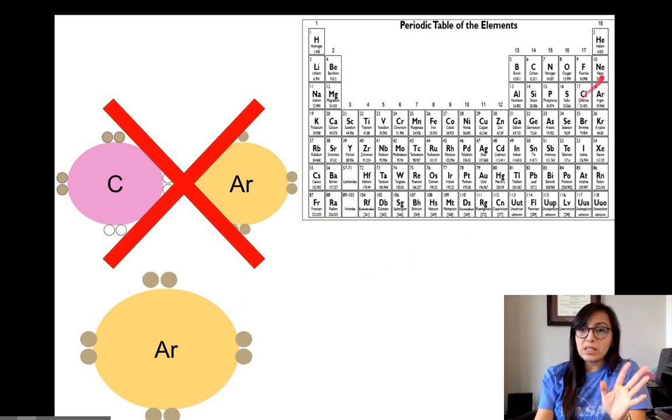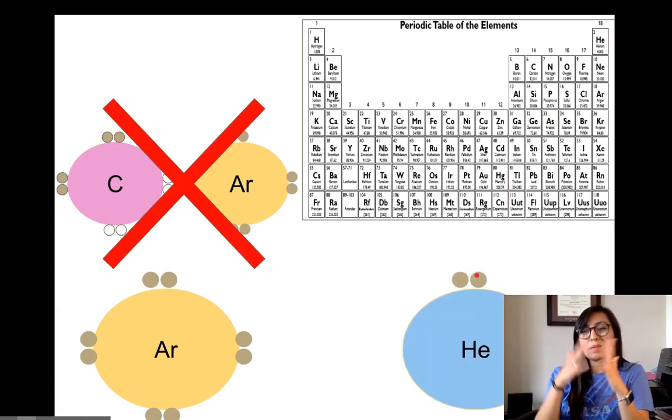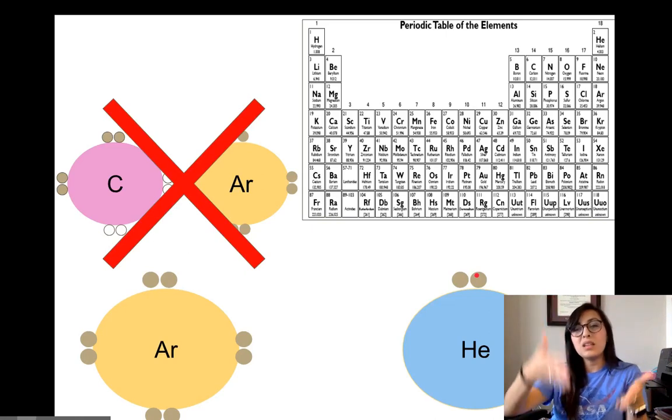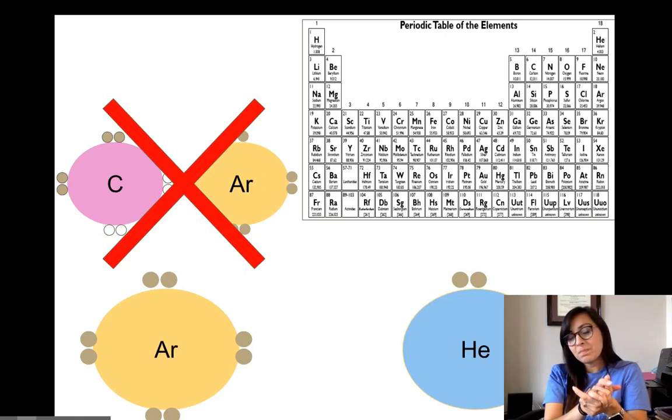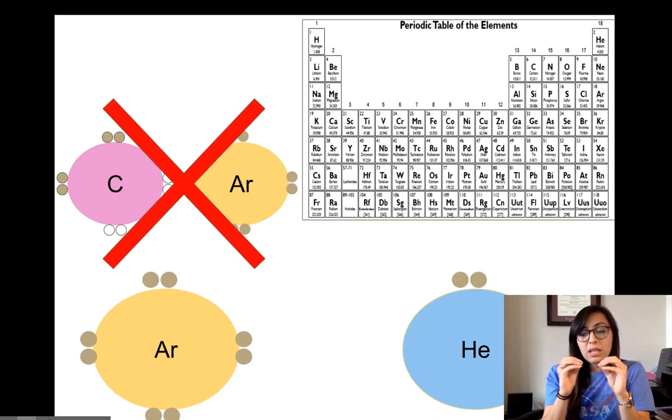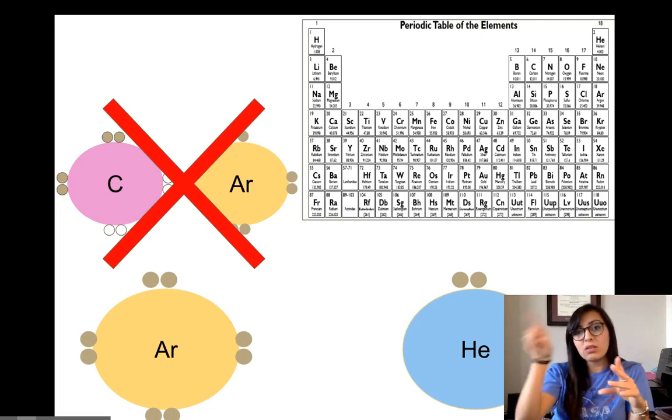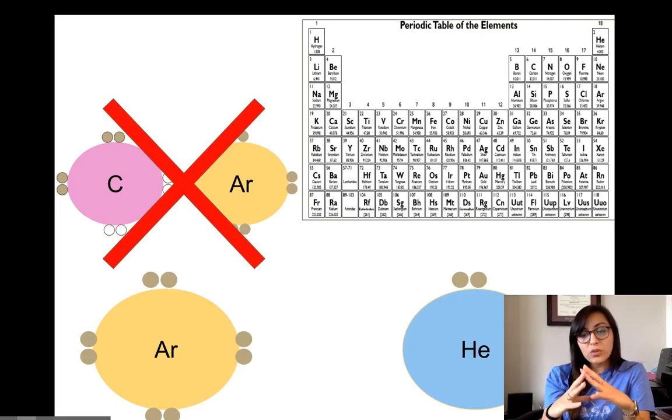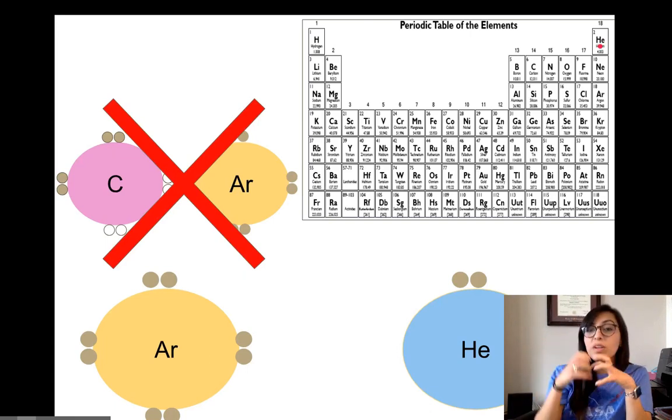Now, if you look in group 18, every atom has 8 valence electrons except one, and that's helium. One atom of helium only has 2 valence electrons, but why would it be in group 18 with all the non-reactive elements? Because if you remember the 2-8-8 rule, the first energy level you can max out at 2 electrons. The first energy level can only hold 2. So helium only has 1 energy level because it's in the first period. It can only have 1 energy level, and on that 1 energy level, he's got 2 valence electrons.